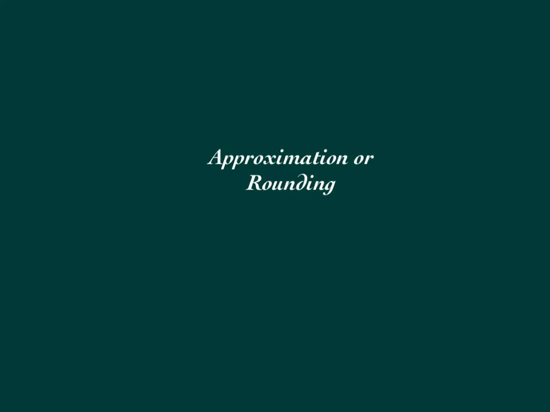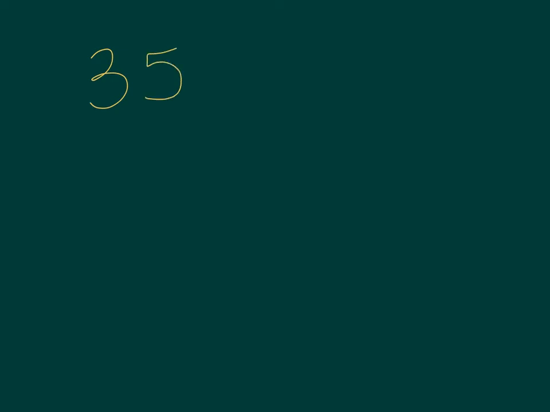Our next chapter is on approximation or rounding. Last year, we rounded up to the thousands. So, for example, what that means is that if you had a number, last year, for example, 3,512, and you were rounding to the nearest hundred, you would look at your hundreds digit. In this case, my hundreds digit is this 5, okay, because it's in the hundreds.